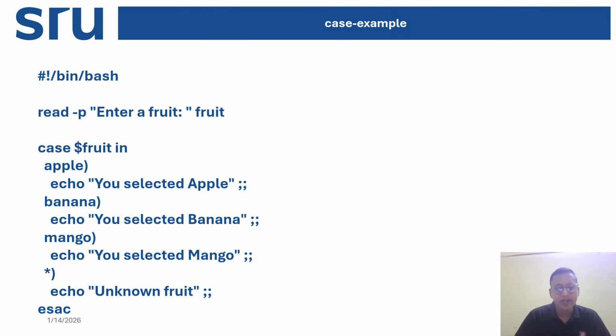So when you give banana, automatically the output will be: you selected banana. But when you give something like jackfruit, automatically it gives the default statement, that is unknown fruit.